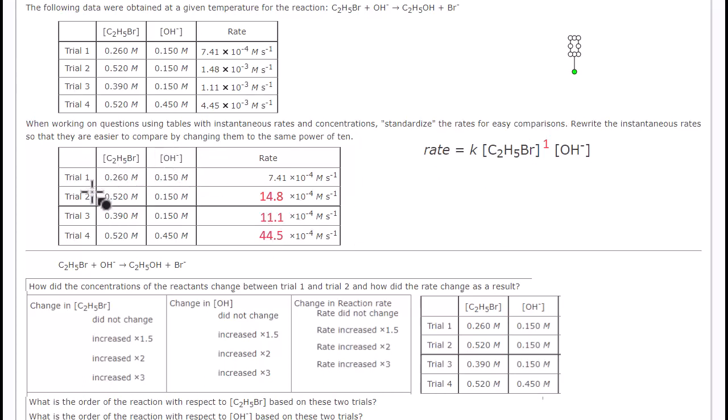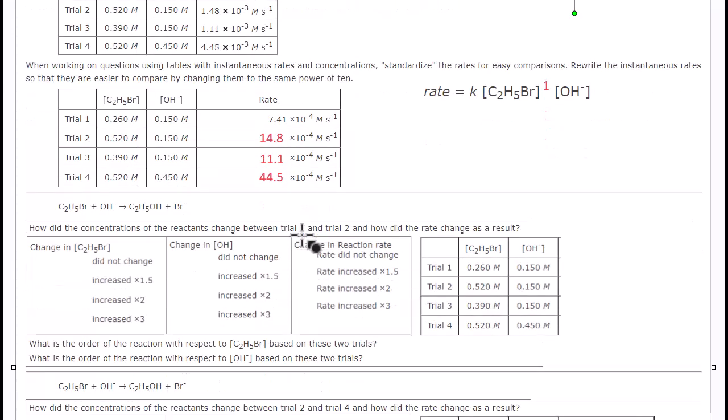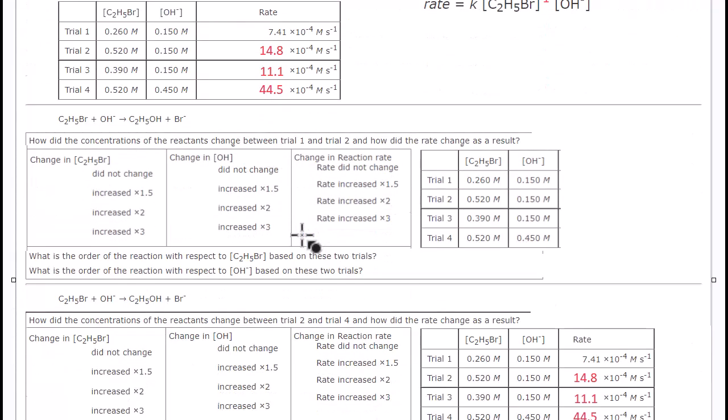Well, we couldn't use trial 1 and 2 with the hydroxide because it didn't change. So that's not going to be useful. And of course, we were changing the bromoethane here. Now, here again, we're changing the concentration of the bromoethane, and it's sort of an unusual change, but not the hydroxide, so that's not going to be useful. But here, I'm looking at a 0.52, and I see a 0.52 here. That means our bromoethane is not changing, but our hydroxide is. And that's why we're going to be looking at our next situation where we compare trials 2 and 4.